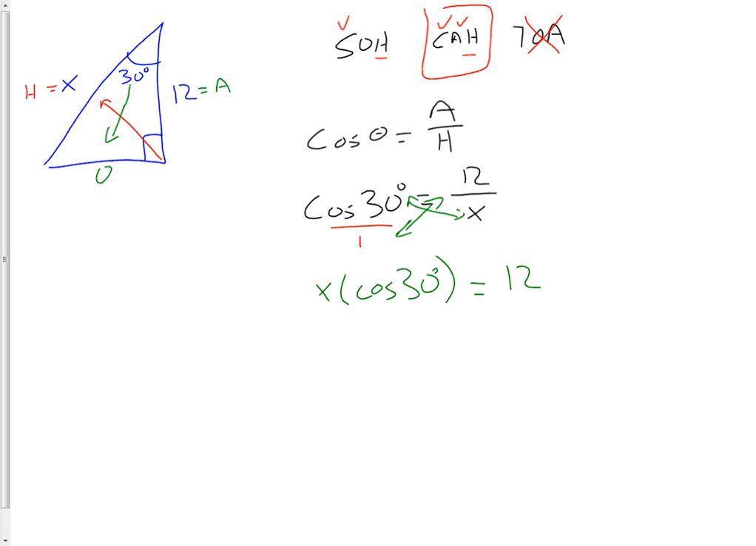I want to get x all by itself. That means I have to divide both sides by cos 30 degrees. So I'm going to divide both sides by cos 30, and that's going to end up giving me x is equal to approximately 13.9 units long. So in those two examples, I've shown you how you can use right angle trigonometry to figure out the unknown side length for a right angle triangle using primary trig ratios.